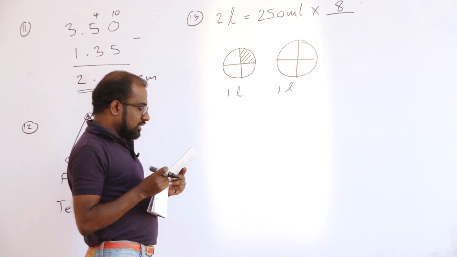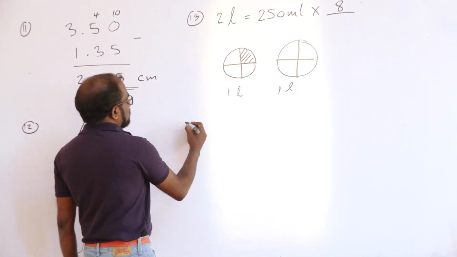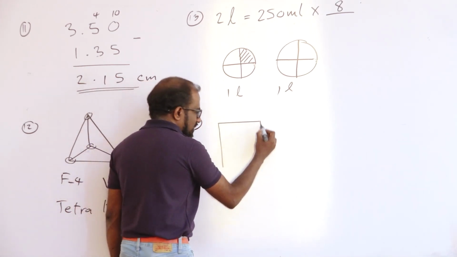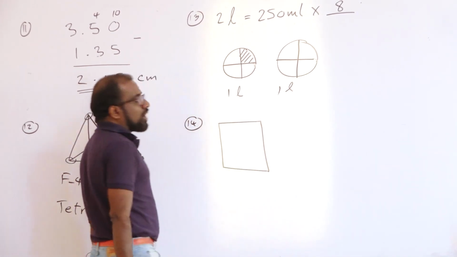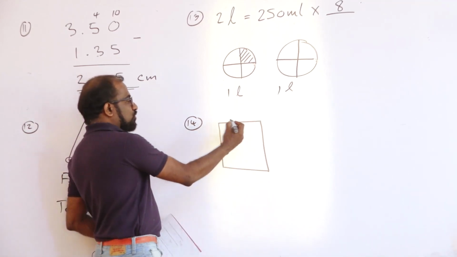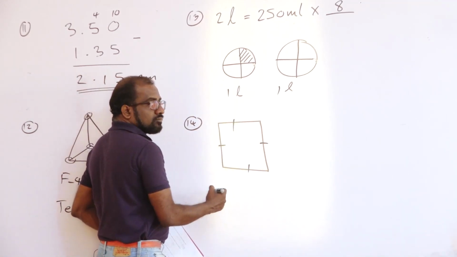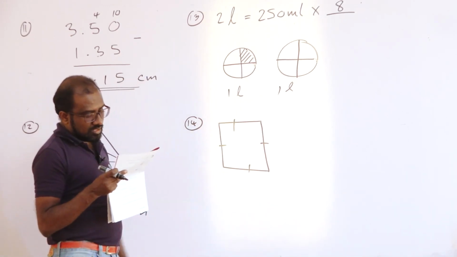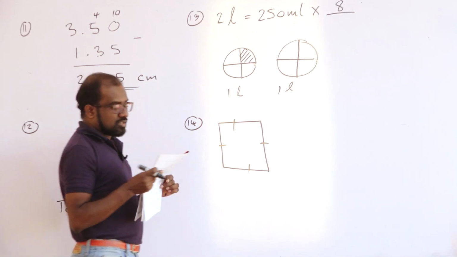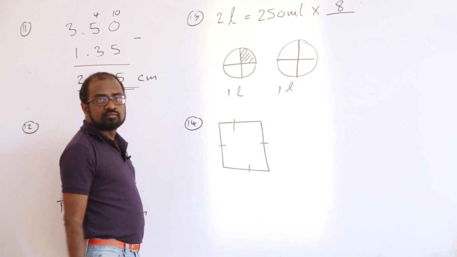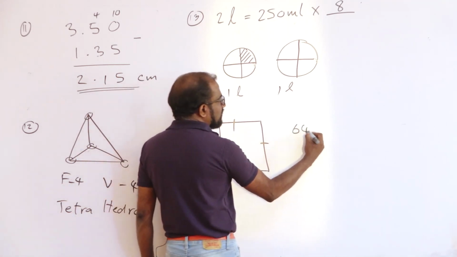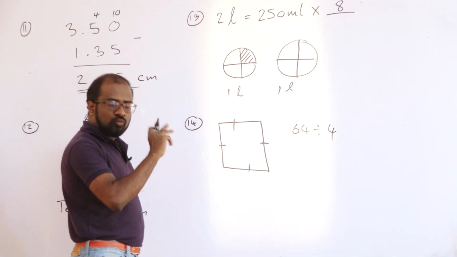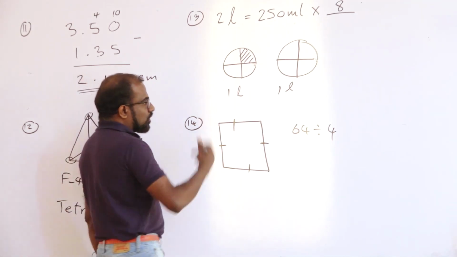14th question. The perimeter of a square. These are very easy questions, right? Perimeter of a square. We know a square, right? All 4 sides are equal. Perimeter is the length of this boundary, the length of all 4 sides. The perimeter is 64 centimeters. The length of a side is asked. So 64 should be divided by 4, because a square has 4 sides and all 4 sides are equal. So 64 divided by 4.